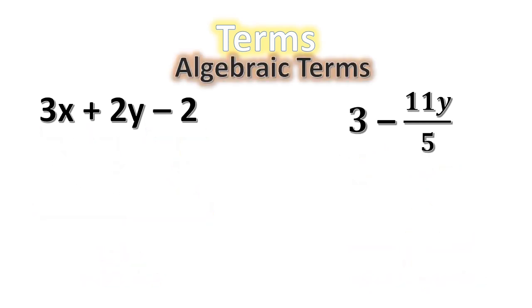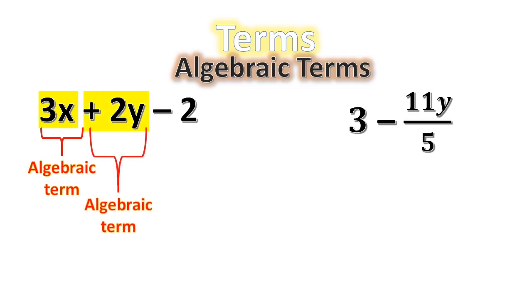We also talked about algebraic terms. Algebraic terms are terms that have variables in them. So, for example, the 3x, that's an algebraic term, and the plus 2y is also an algebraic term. On the other expression, we have the minus 11y over 5. Remember, even though there's multiplication and division there, that's all one term. That is also an algebraic term.